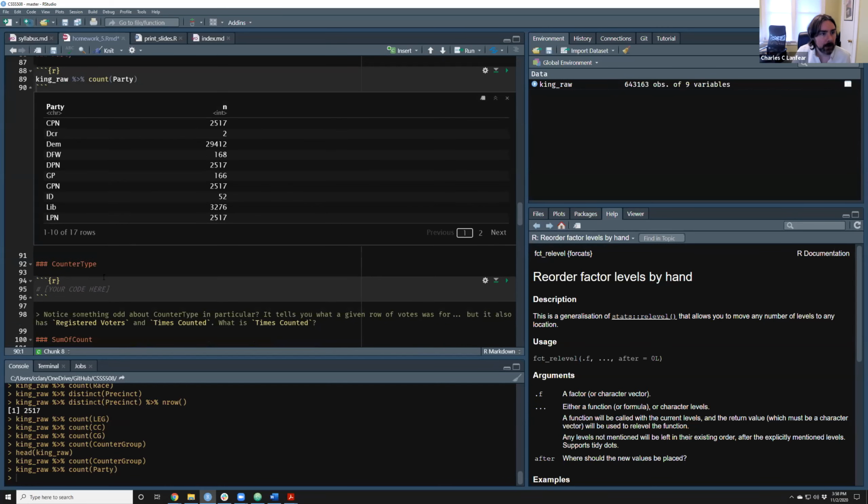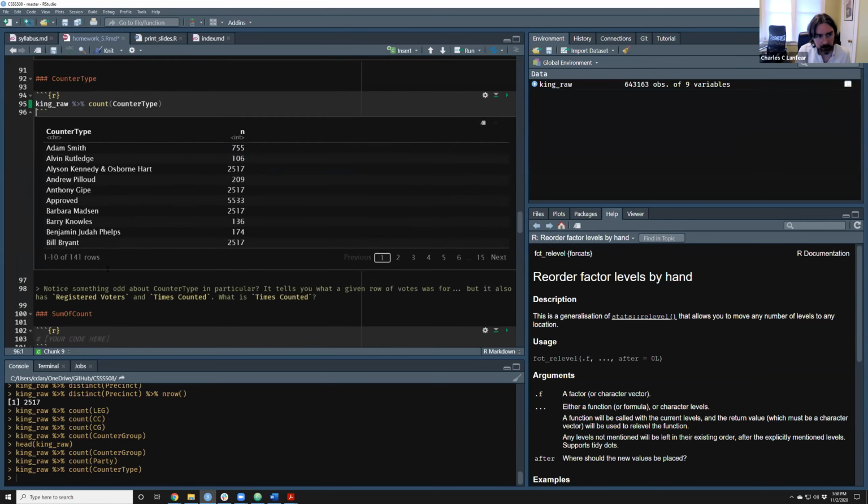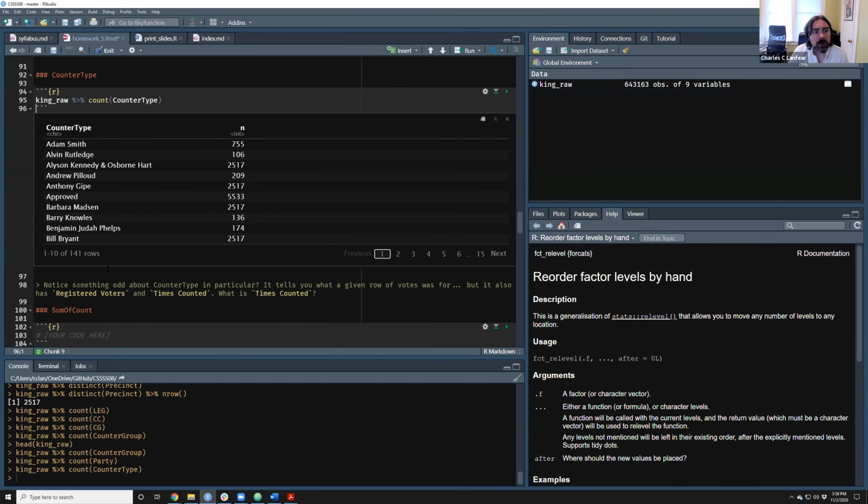Okay. Last thing, or second to last thing, is counter type. Okay, so what does it look like this column contains? Maybe the names of candidates or voters. Yeah, it looks like it's the name of candidates, probably. If you remember the 2016 election, you were in Washington, you'd remember, for instance, Bill Bryant as a candidate for things. If we scroll through, notice there's 141 rows here.